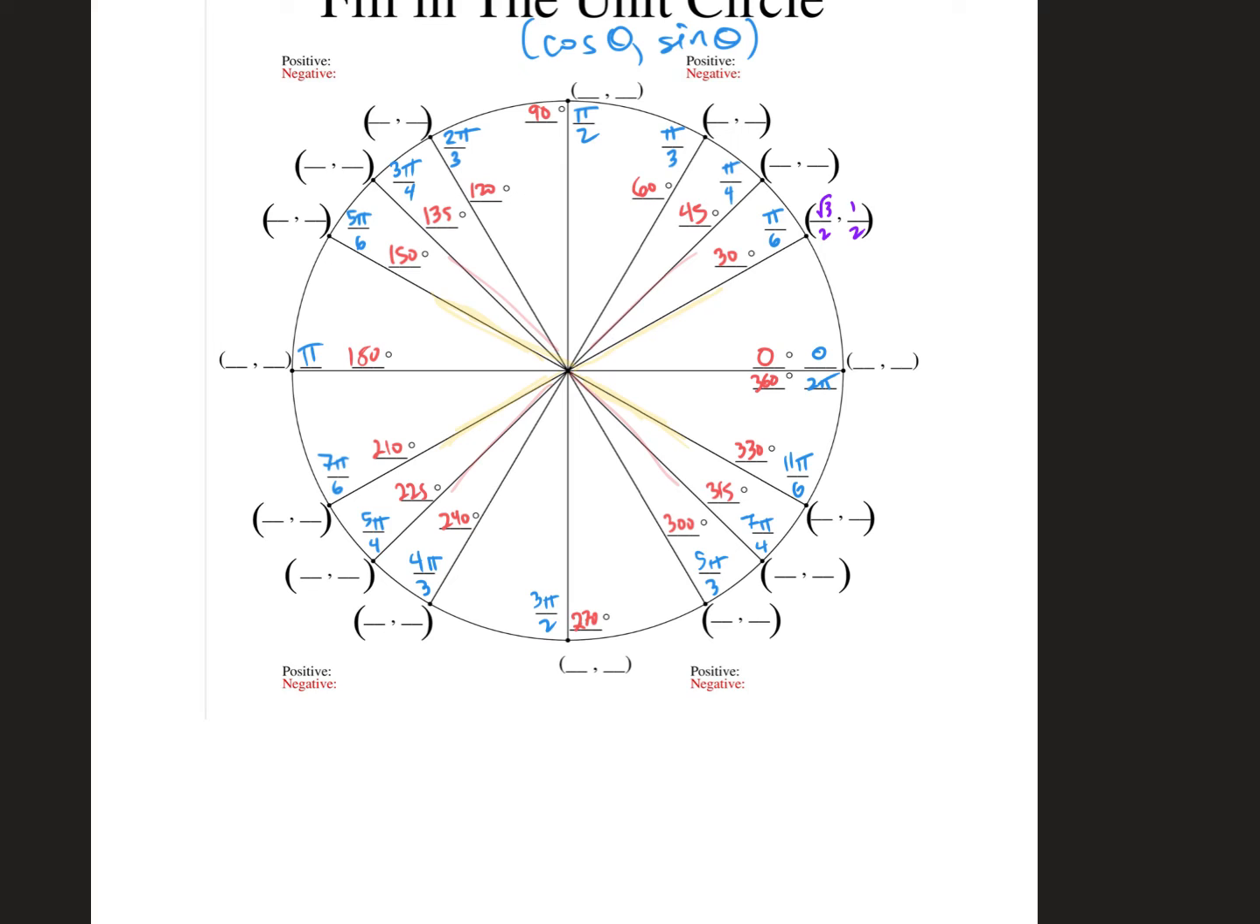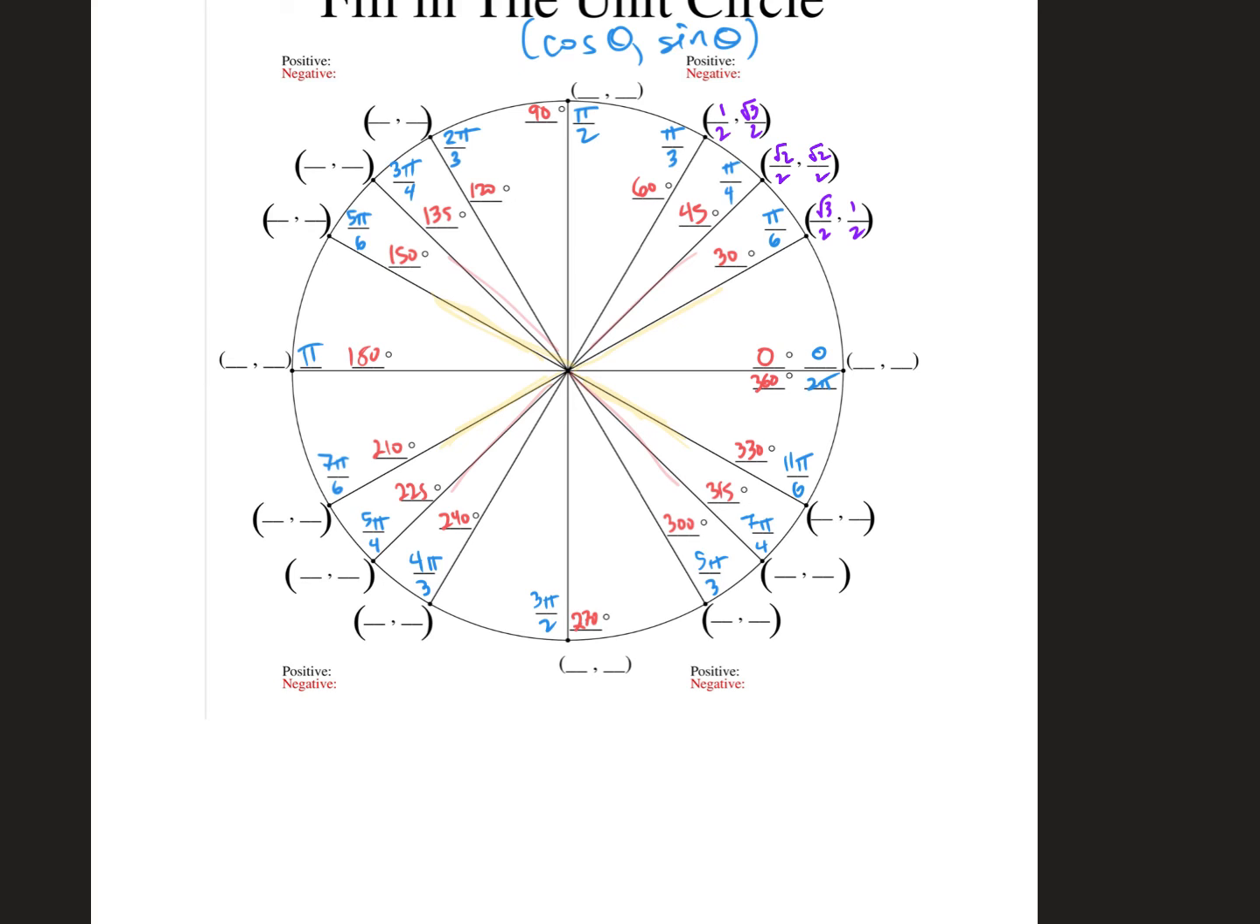Now if I go to the flip of the ones at 30, which kind of makes sense, right? Because then you're using the same right triangle for those two things. Now, the coordinates at 45 are going to be root 2 over 2 for both the x and the y.